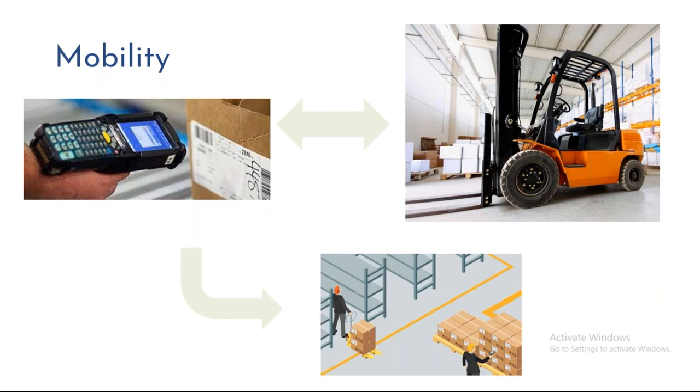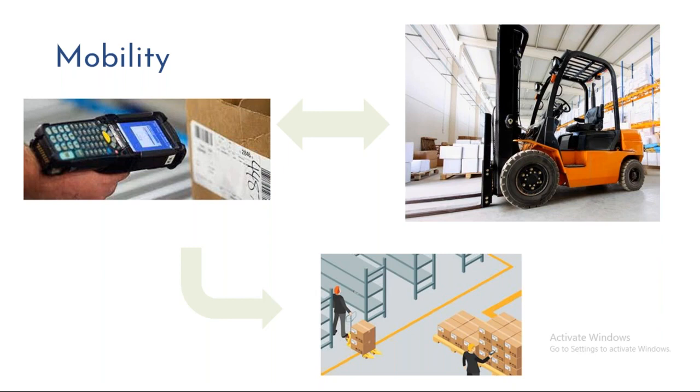EWM supports RF and scanners. If you look at this picture here, we have a barcode on the box. As an operator, I'll utilize the scanner and scan the barcode. There will be some places where we can scan and some places where we need to enter some data. So I'll be able to enter the data and complete my activities using these scanners.